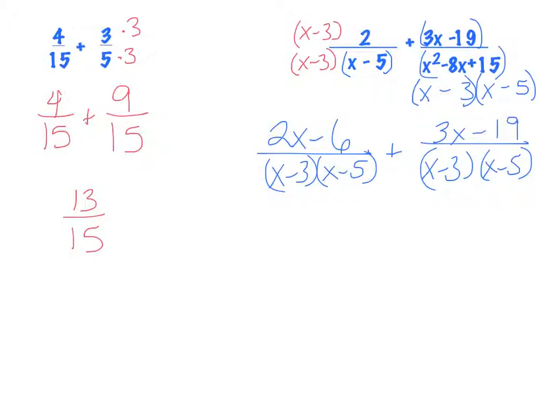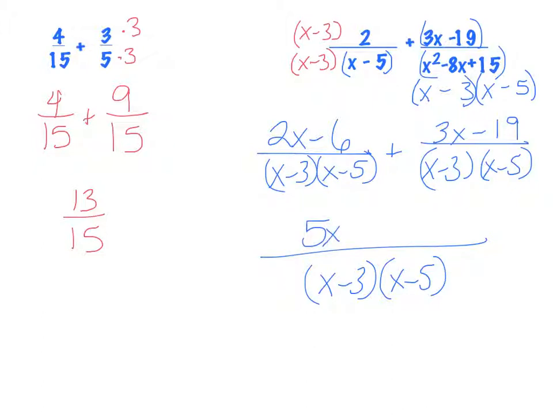Okay, and then once you have that, you write your common denominator, and then you merge your numerators together through that addition. So I'm going to have this 2x plus this 3x. That's going to get me a 5x. And I'm going to have a negative 6 with a negative 19. That's a negative 25.